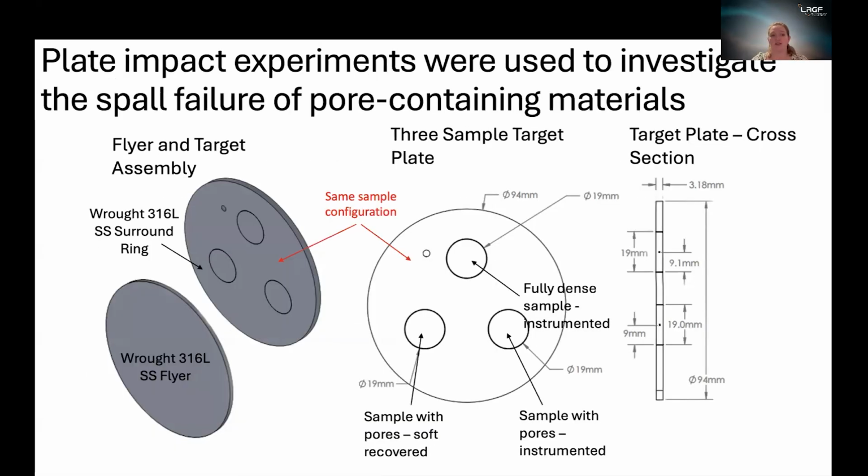So, to investigate these objectives, plate-on-plate impact experiments were conducted in a single-stage gas gun. And these were used to investigate the spall failure of pore-containing materials. The same setup was used for all of the different pore configurations and sizes that were considered for these experiments. A flyer and target assembly were set up with wrought 316L stainless steel, and multiple samples were placed in each target assembly to keep the experimental parameters as similar as possible for comparison. Additionally, multiplex PDV, or photon Doppler velocimetry, was used in each of these experiments as well to collect velocity profiles at different locations on the back surface of each of these samples for both pore-containing as well as fully dense materials.